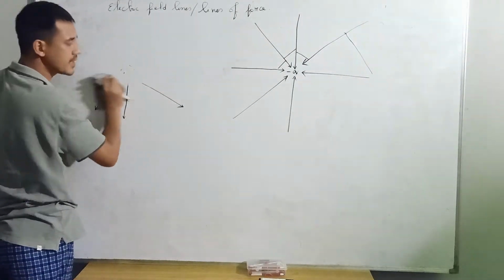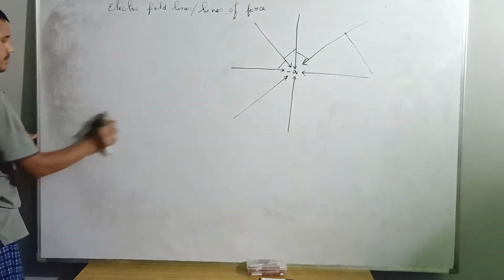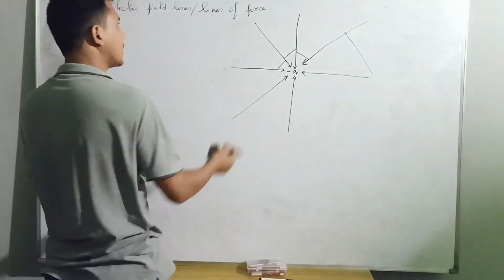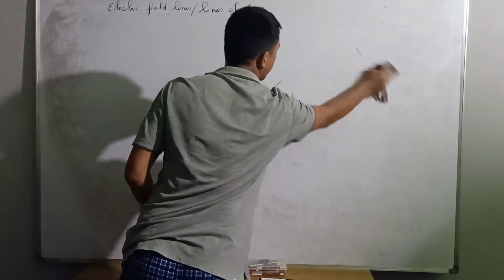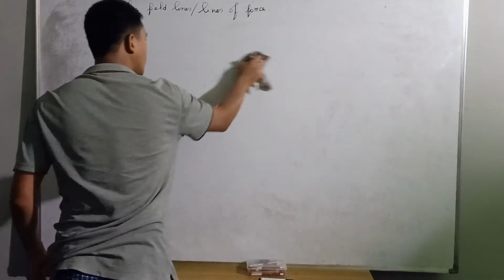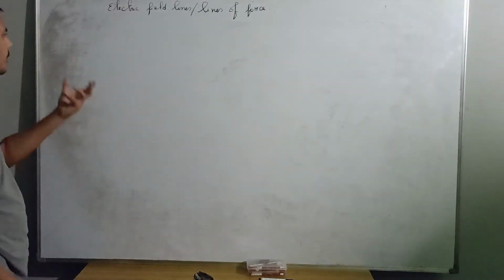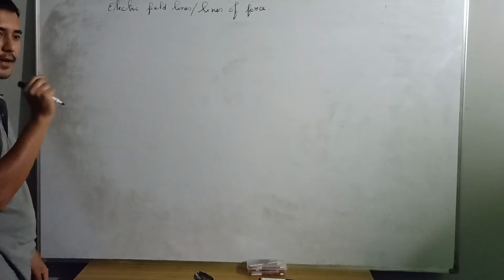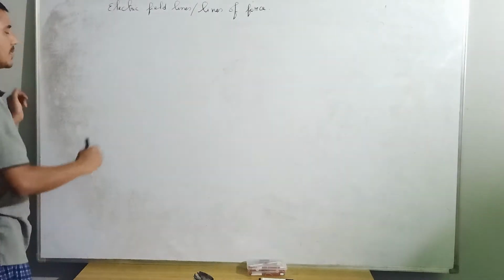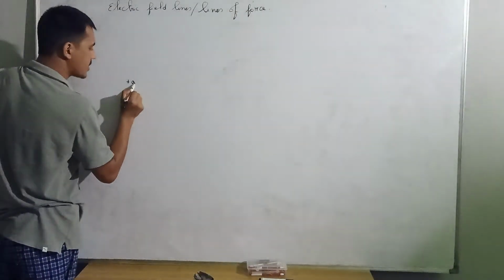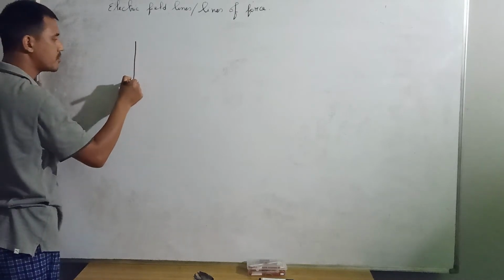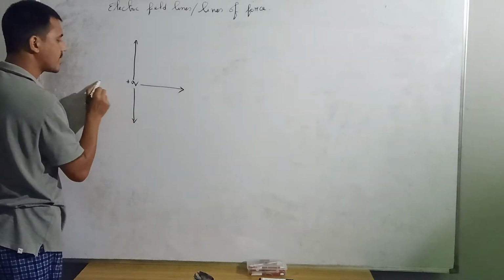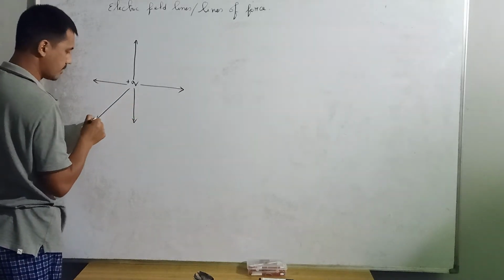Now, how are you going to define this electric field line? Electric field line can be defined as a path in which a free positive charge would move if it is allowed to do so. I'll show you in the figure. So suppose this is your charge. I'm going to draw the field lines. For a positive charge, the electric field lines acts radially outwards, right? Okay.